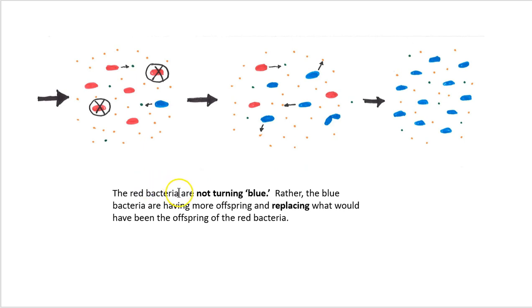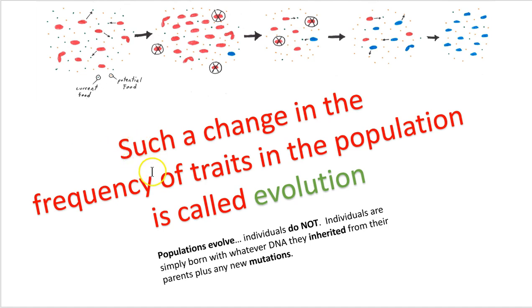But it's not that the red bacteria are turning blue. No. Rather, the blue bacteria are having more offspring and replacing what would have been the offspring of the red bacteria. So we don't want to think of the red ones as turning blue. It's rather the blue ones are having more babies, more offspring, than some of the red ones who are dying as a result of starvation. So the individuals with the blue characteristic, the orange food-eating characteristic, are increasing at a greater rate than the red bacteria. Such a change in the frequency of traits in the population is called evolution.